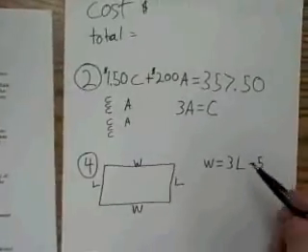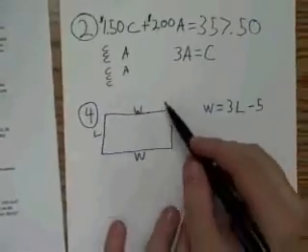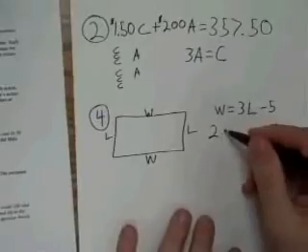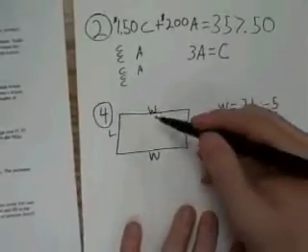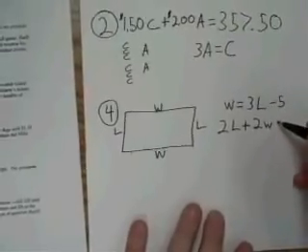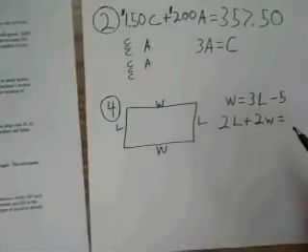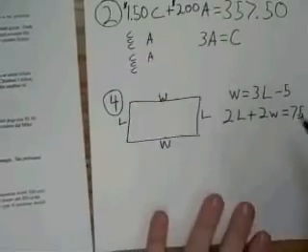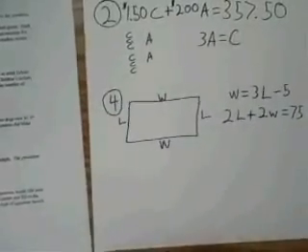Now it tells us the perimeter is 75. Perimeter means we're adding together all the sides. We have 2 lengths, so we're going to condense that. 2 times the length, plus we have 2 widths, so we're going to condense that as well. 2 times the width is equal to our total distance all the way around it. The perimeter is 75 feet. This should get you a good ways done with these types of problems.